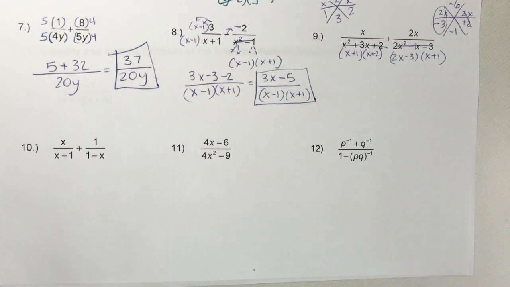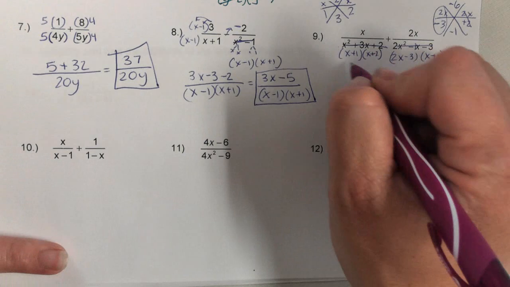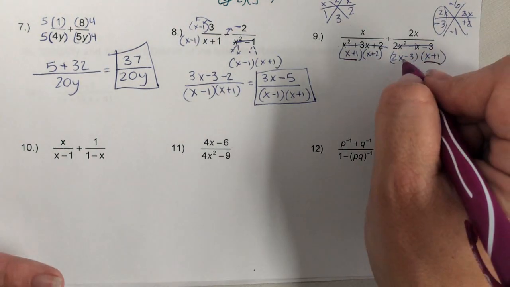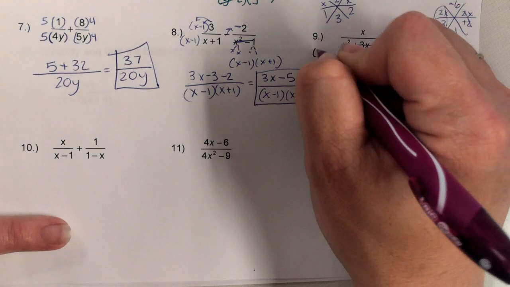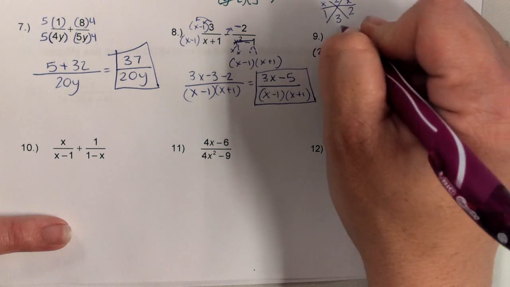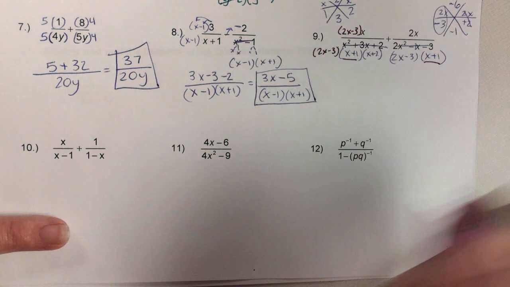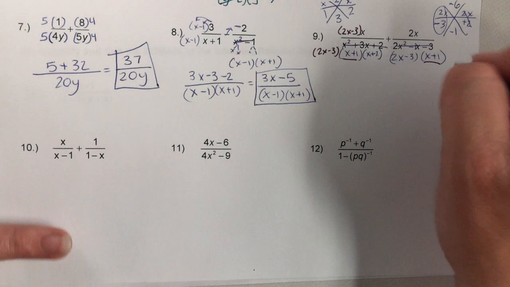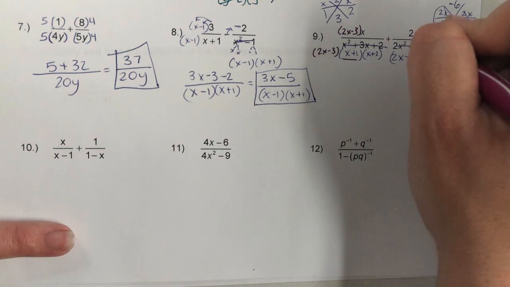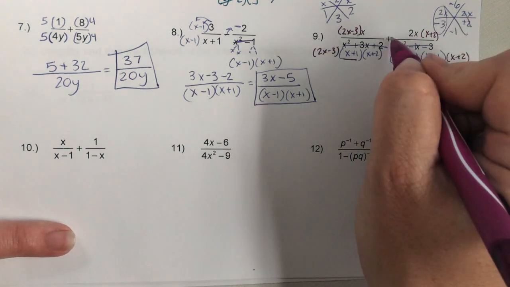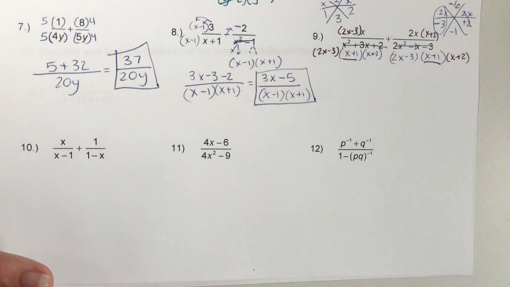So they have an x plus 1 in common. This one has a 2x minus 3 that this one doesn't have, so we have to give it to it. And this one has an x plus 2 that this one doesn't have. And it's a plus, so we don't have to worry about bringing up a negative.